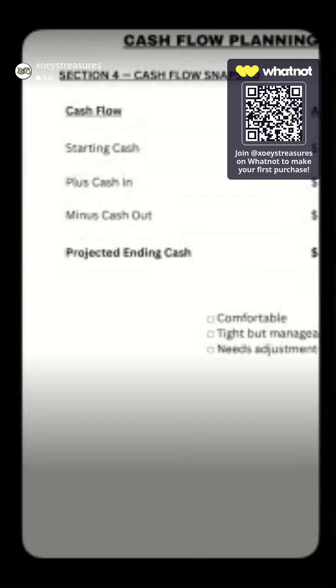We're going to pull all those totals from that first page, and we're going to plug it into this summary sheet. We're going to see what our starting cash is for the month. We're going to see how much we have coming in, how much we have going out, and then our projected ending cash. So we add in the cash coming in, we minus the cash going out, and we see how much we have at the end of the month.